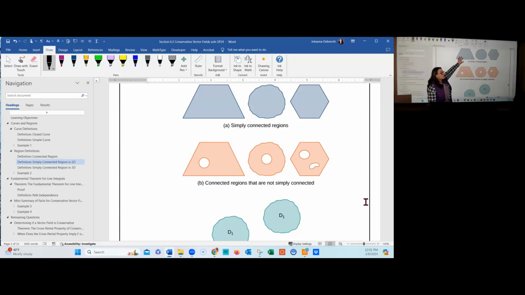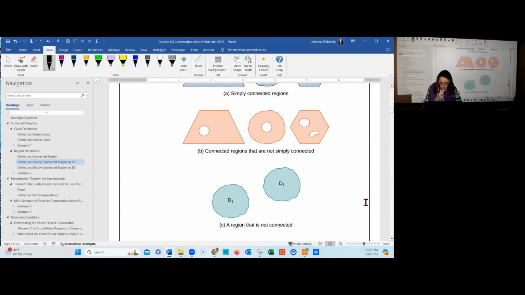So the top row, each region by itself is both simple and connected, or what we call simply connected. The next row, where there appear to be orange, are connected, but not simple because they have holes inside of the region. Let's look at the region on the bottom.